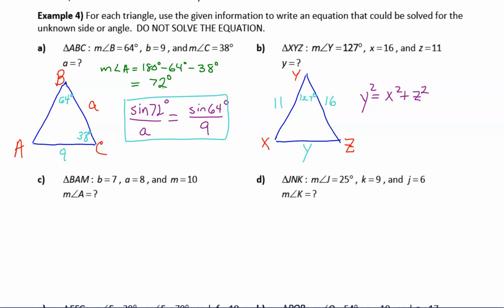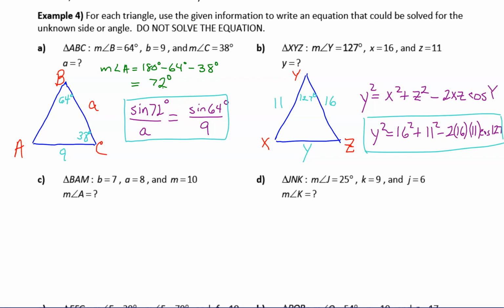Remember that it starts out like the Pythagorean theorem, y squared equals x squared plus z squared, then the extra term, minus 2 times x times z times cosine of angle y. And now all we need to do is replace x with 16, z with 11, and the measure of angle y with 127. All right, let's try one more in C, triangle BAM.